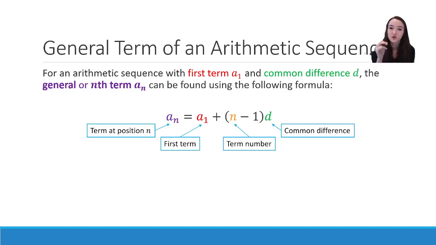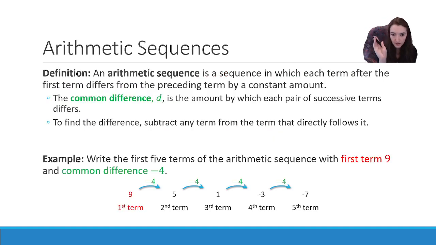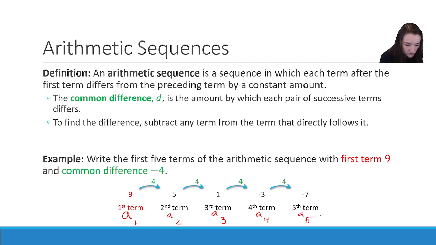For an arithmetic sequence with first term A1, so A1 is what we're going to call our first term. Notice this is A with a subscript 1. We call any term A subscript its number. So if I go back real quick, this would be A1, A2, A3, A4, A5. So we can say A5 equals 7, A4 equals -3, A3 equals 1, and so on. That's how we name the terms of a sequence.